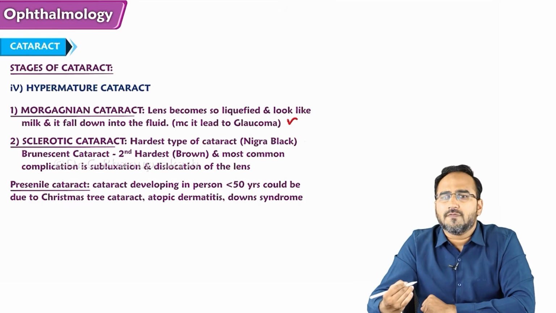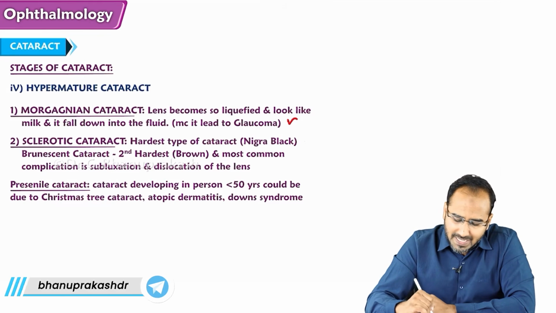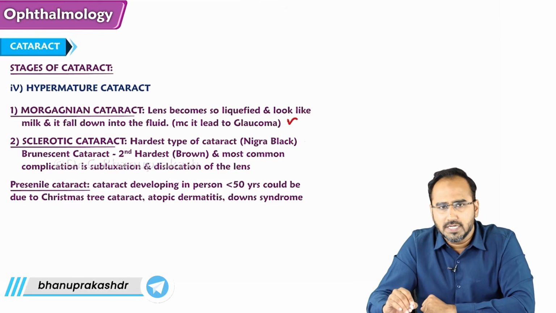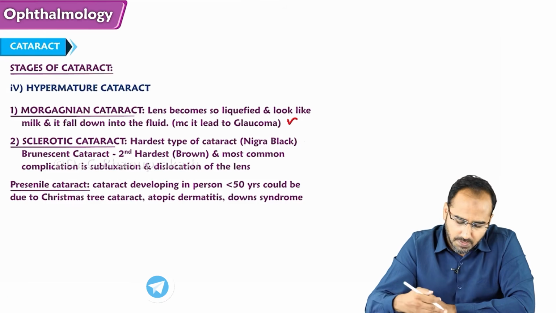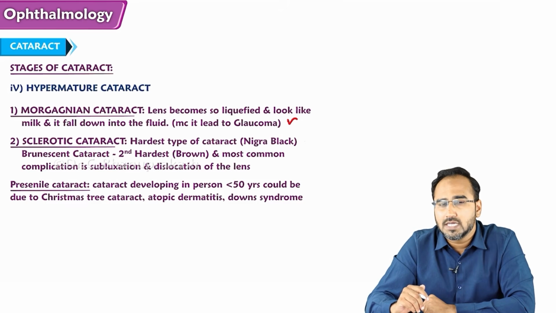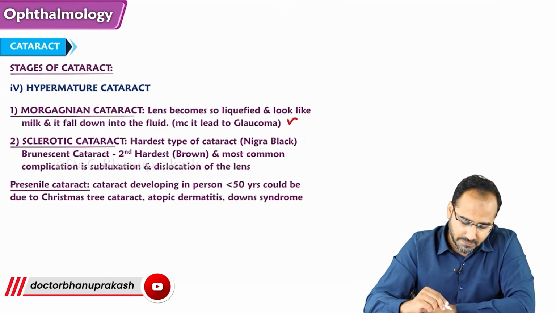Before the age of 45, the patient might develop cataract. So cataract developing in a less than 45 or 50-year-old is called pre-senile cataract. It could be seen due to some underlying disorders such as Down syndrome, Christmas tree or atopic cataract. Christmas tree means what, guys? Christmas tree means if the patient is having Wilson's disease, right?